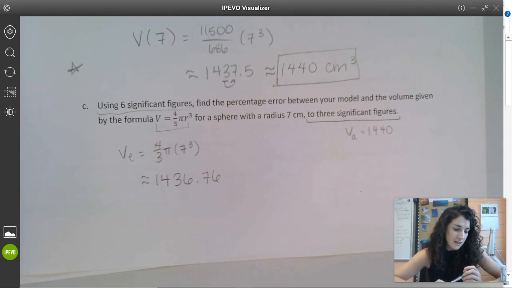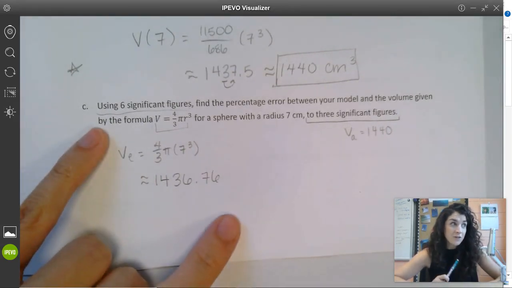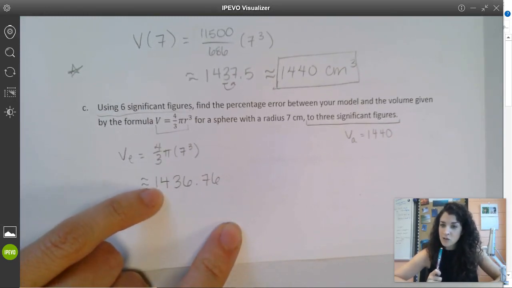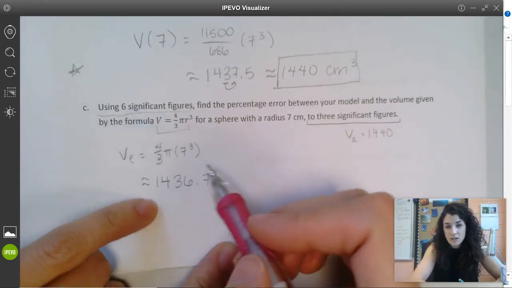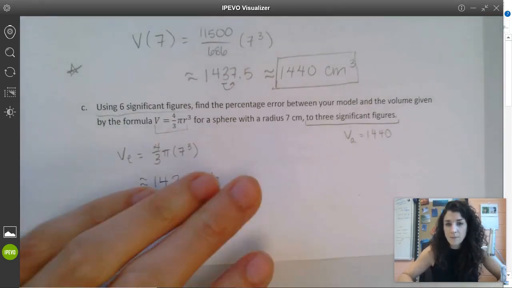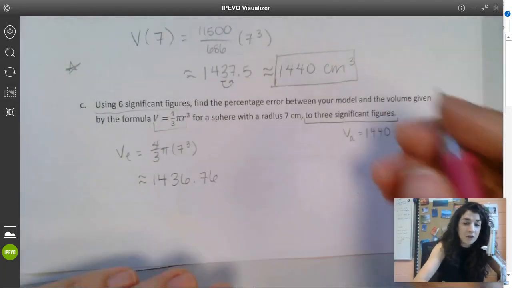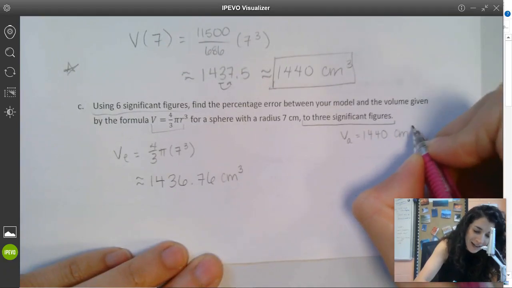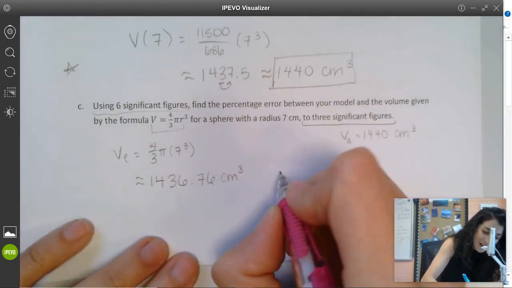So it says, using 6 significant figures, find the percentage error between your model and the volume given. So in my answer key, you'll see posted, I used the exact value that I got from here. I left it exact using pi. And I think that I was wrong in that because it says I need to use 6 significant figures in finding the percentage error. So now I'm going to find the percentage error. Thank you for sticking with me.